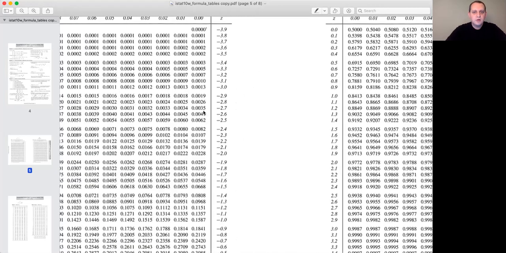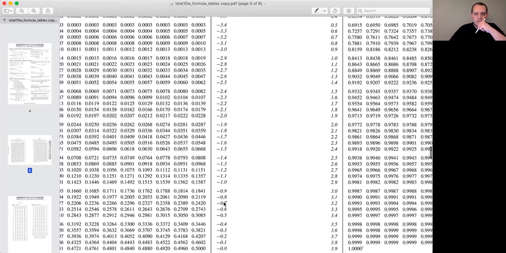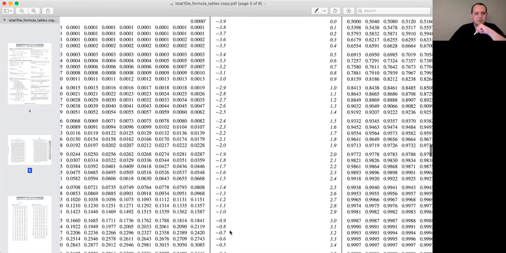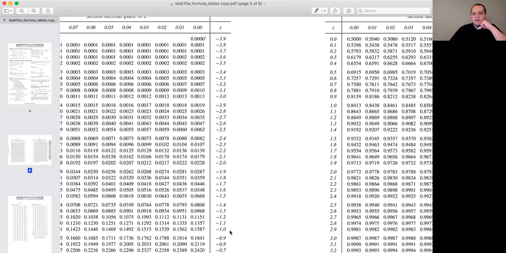Okay, and so the vertical column, z, is going to be the units digit and then the first decimal, the tenths digit. And we had -0.77. So we're going to look at the row that has -0.7, and that's going to be here. So that's going to be this row, so -0.7. And then with that, let's see if I can get this all in the same shot here.